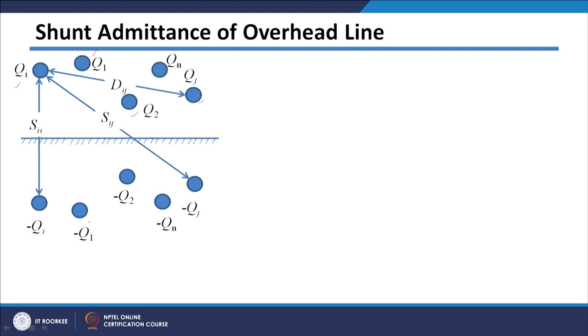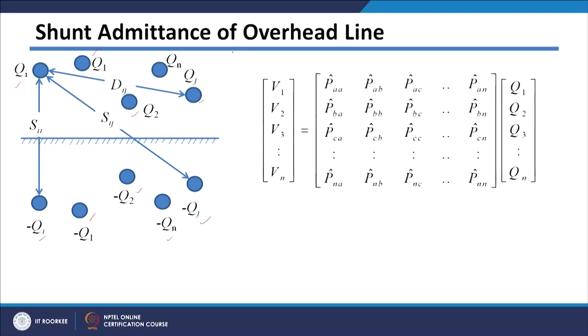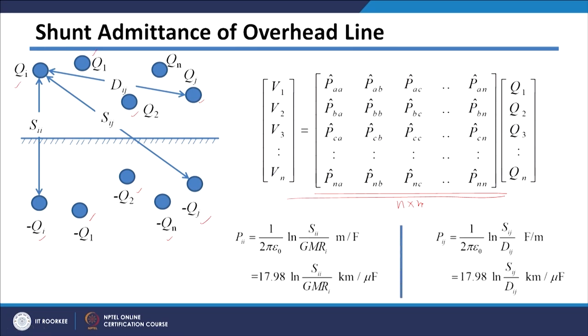So, Q1 will be having image of minus Q1, minus Q2, minus Qn, minus Qi, minus Qj. Okay. So, all will be having images, and for this, using same philosophy which we applied earlier, we can get this matrix equation, where again this is potential coefficient matrix whose size will actually be n by n. N by n is actually number of conductors by number of conductors, and each of the terms in this potential coefficient matrix we can get by this equation.